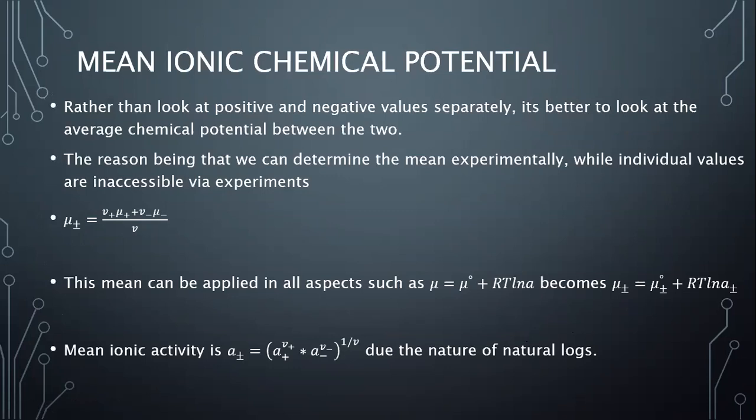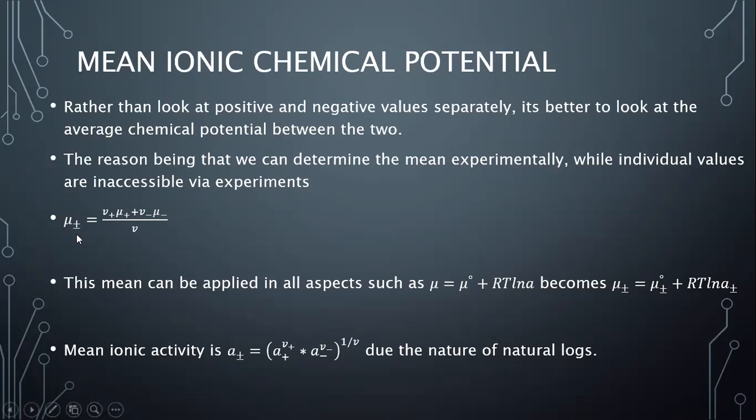So from there, we're going to use something called the mean ionic chemical potential. This is the first time we can actually do some math for this chapter. So rather than look at the positive and negative values separately, we're going to look at them as the average chemical potential between the two because we can't have one without the other. The reason being that we can determine this mean experimentally, while once again, the individual values are inaccessible. We can't find one without the other.